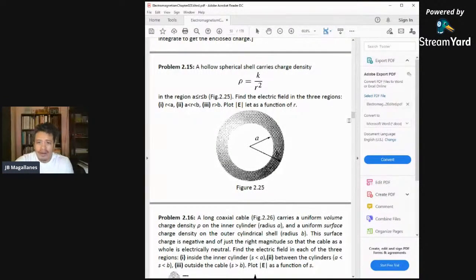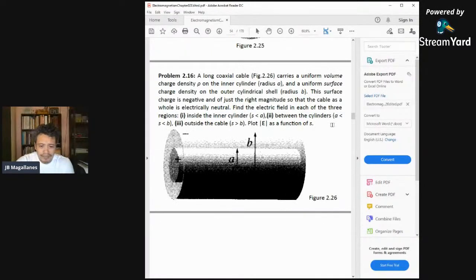There's also another problem here. You have a hollow spherical shell, which carries charge density rho. And in this case, your charge density is not constant. It's dependent on R. So you have a rho that's k over R squared. And if R is small, the charge density is big. And when it goes farther away from the center, it decreases.